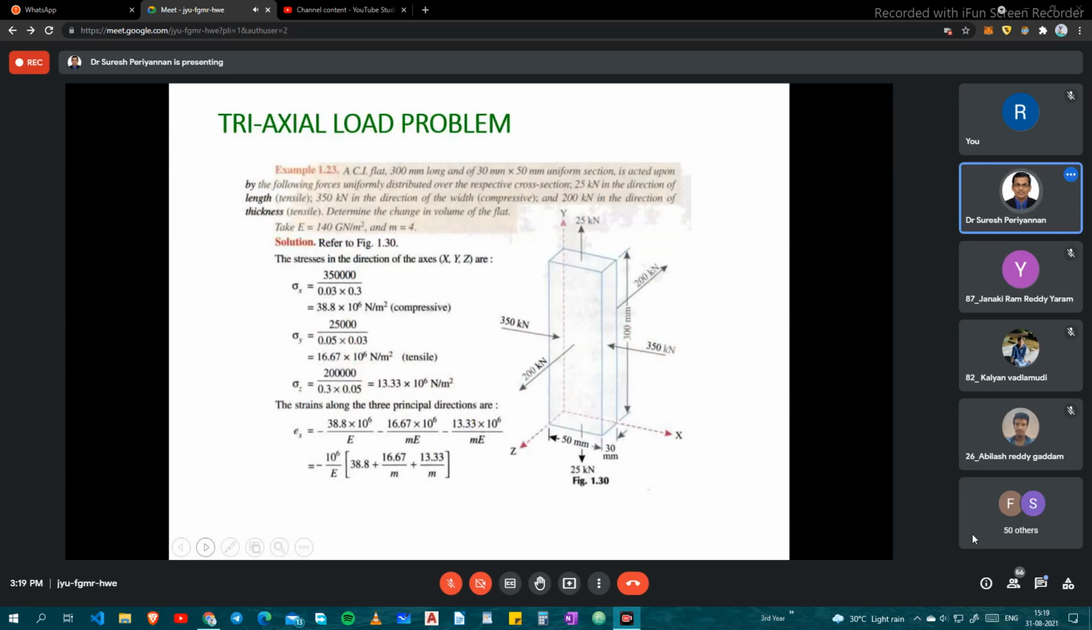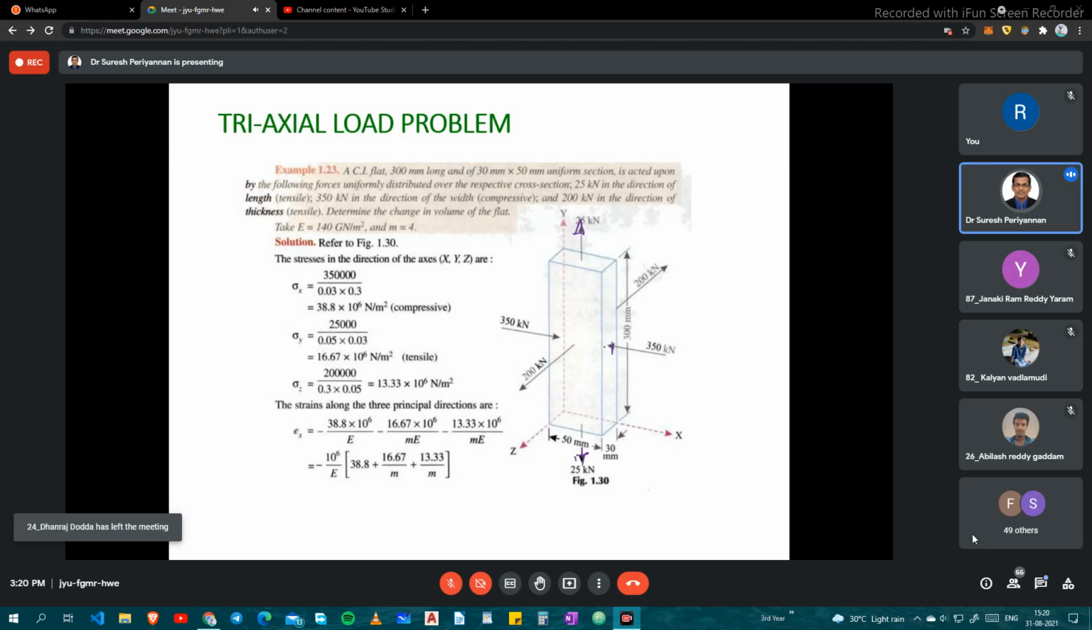Now the triaxial load problem. Just recap this; I don't know whether you have studied this kind of problem. A cast iron flat 300 mm long with a uniform cross section of 30 mm by 15 mm is acted upon by the following forces uniformly distributed over the respective cross sections: 25 kilonewton tensile in the direction of length, and in the y direction, and 350 kilonewton in the direction of width.